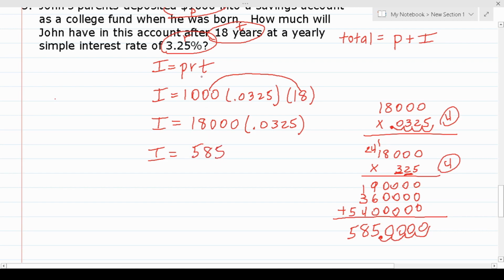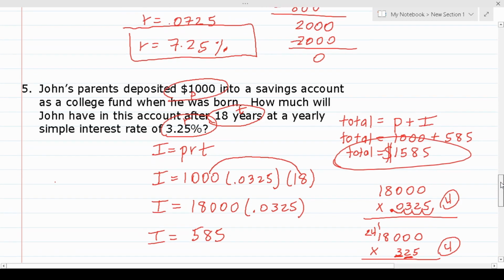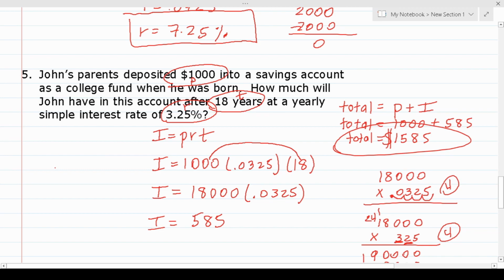That said, this question's asking us to figure out how much money's in the account in total after 18 years. So again, we're going to plug I into this over here. That's total equals principal. That was $1,000. Interest was $585. So we can see our total amount in the account is going to be 1,000 plus 585, or $1,585. Okay, so that is the answer to this one. Again, you'd think it would be more, but unfortunately they only invested $1,000, so it's really not that much.